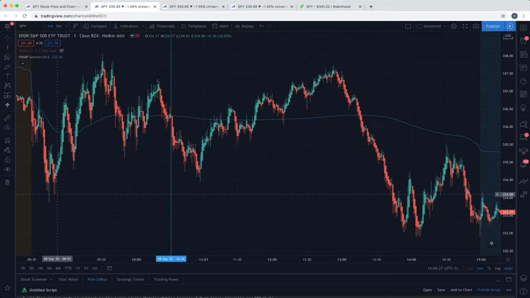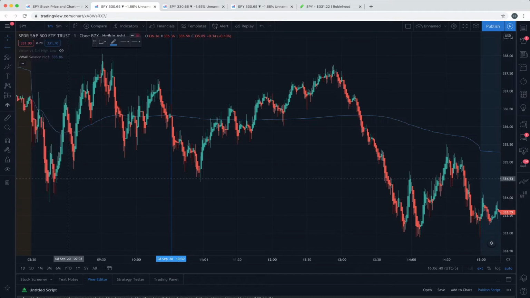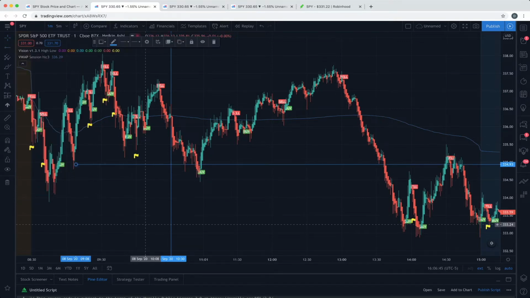But what we are waiting for is the first major dip of the morning before 10:30 a.m. This is where you would buy your call. Okay, so I'm going to put a line right here at that 10:30 point. Let's turn Vision on real quick, and you see our buy signal right here. It's at 334.93, and so we would go to Robinhood.